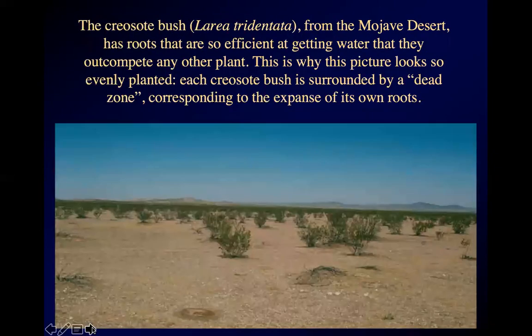Here's a view out in the Mojave Desert of the Southwest US. This is actually Death Valley. The plants that you're seeing are creosote bushes, and you'll notice that there's a completely bare zone around each creosote bush. They almost look like they've been evenly planted. And the reason is these things have absolutely humongous roots, much bigger than the above ground part of the plant. And they're so efficient at getting water that nothing else can compete. So plants may compete for available water. There's only so much. And here the creosote bush has basically won.